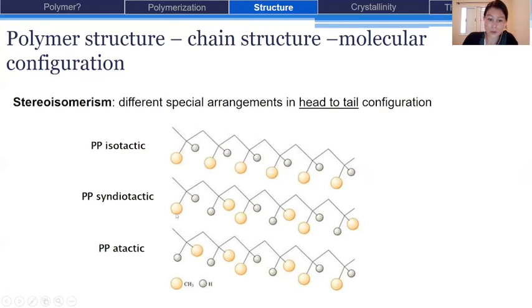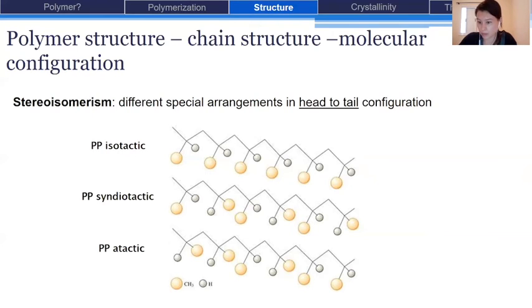When these groups, these yellow balls, are at alternated sides, we will say that we have a syndiotactic polymer. And when there is a random order from one side to another of the chains, we will have an atactic polymer. So in the case of polypropylene, we have isotactic polypropylene, syndiotactic polypropylene, or atactic polypropylene.